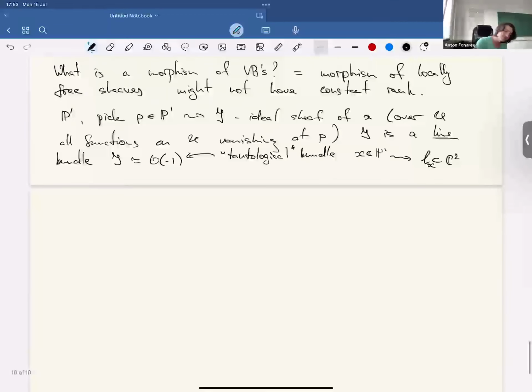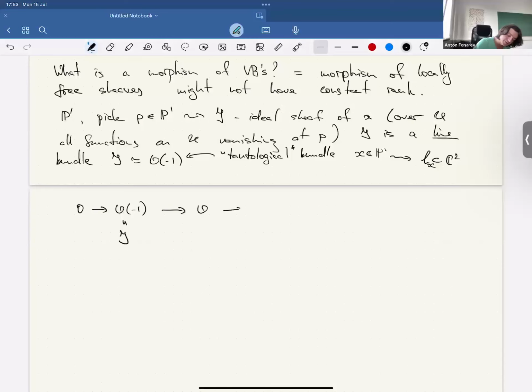Then what we have is a short exact sequence: O of -1, these are functions. We think about this as the ideal sheaf. This is a locally free sheaf, and this ideal sheaf is maps. Functions vanishing somewhere are functions. So this gives us a morphism into O of X.